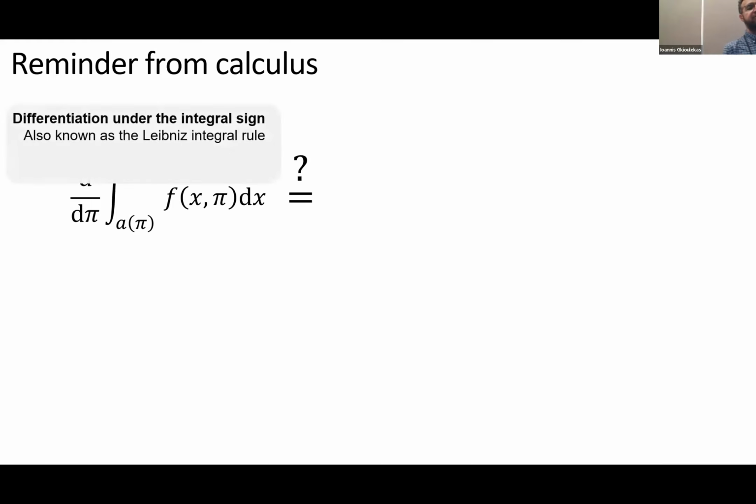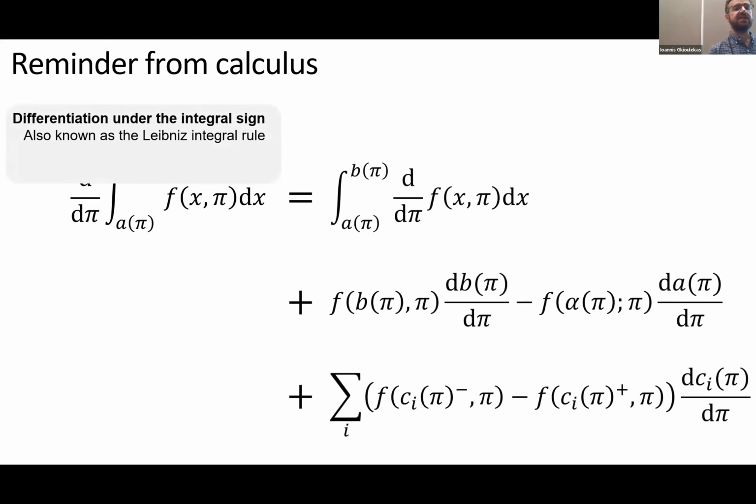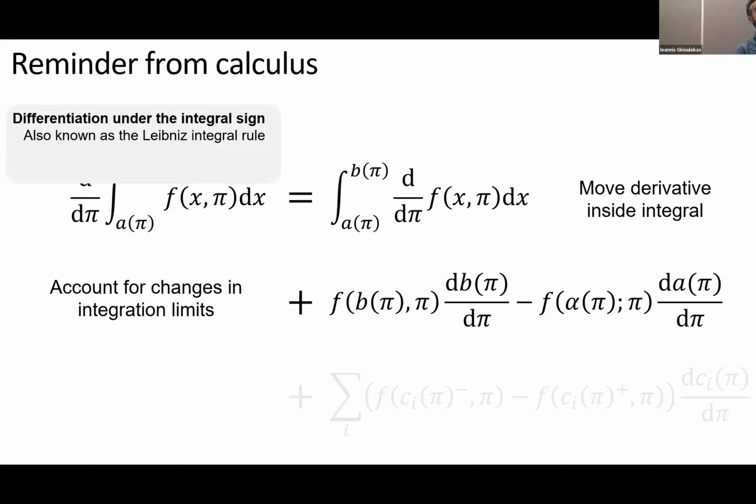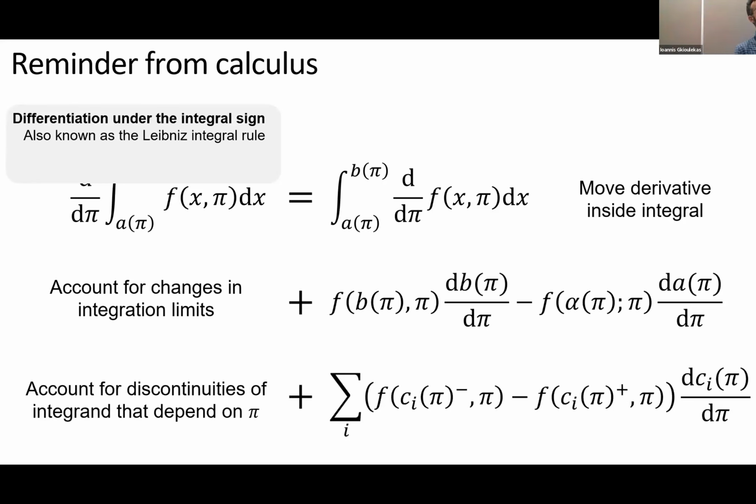So I can use a nice rule from calculus called differentiation under the integral sign, or the Leibniz integral rule, to write out this derivative as a sum of three terms. And these three terms are as follows. The first one says just move the derivative inside the integral, right? So just differentiate the integrand, the function f I'm integrating. The second term says that my integration limits also depend on this pi, so I need to go and differentiate those as well. So basically differentiate a of pi, differentiate b of pi, and evaluate the function I'm integrating over there. And lastly, there is an extra term over here. If my function f is discontinuous anywhere between a and b, and this discontinuity depends on the parameter pi that I'm differentiating with respect to, I also need to include that there. Cannot forget about that, it's very important.